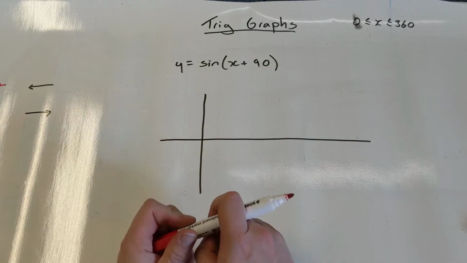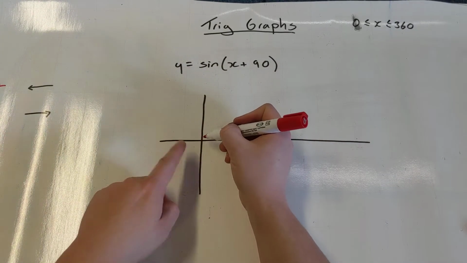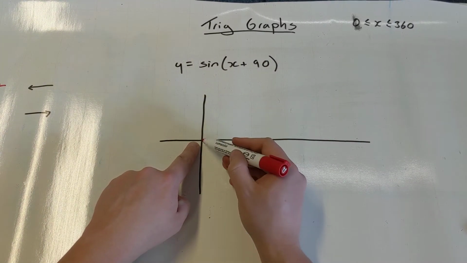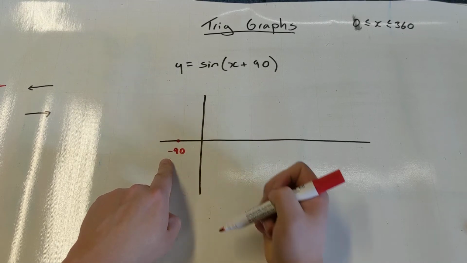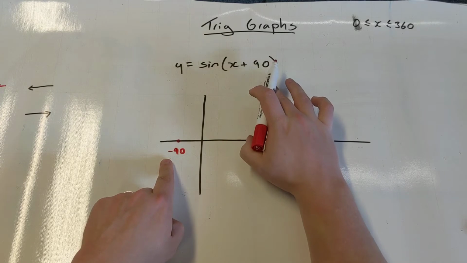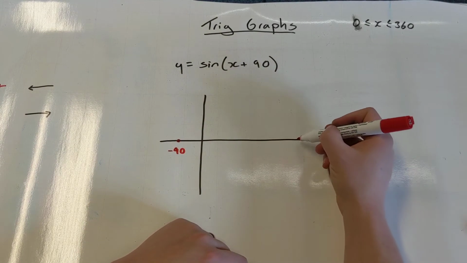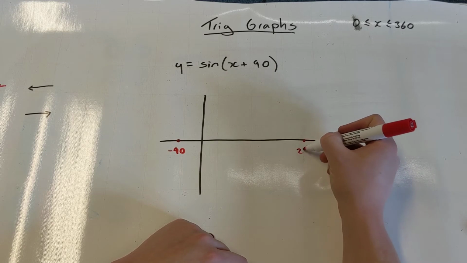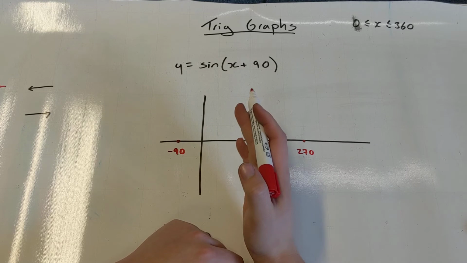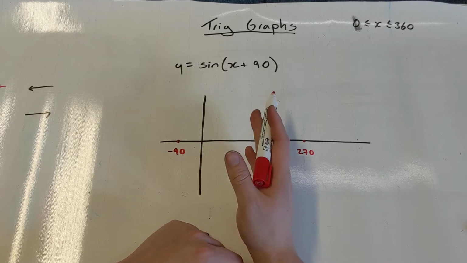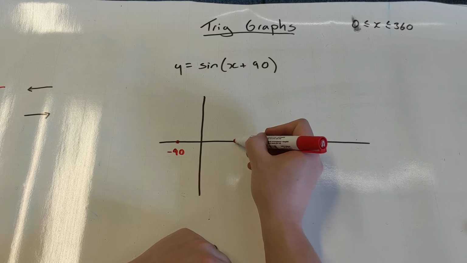So normally your starting point is going to be at 0 here. It's not anymore, it's going to be at minus 90 because it's moved left 90. Normally your end is going to be at 360, but it's moved left 90. So now it's going to finish at 270. Normally where it crosses is in the middle at 180, but that has moved left to 90.